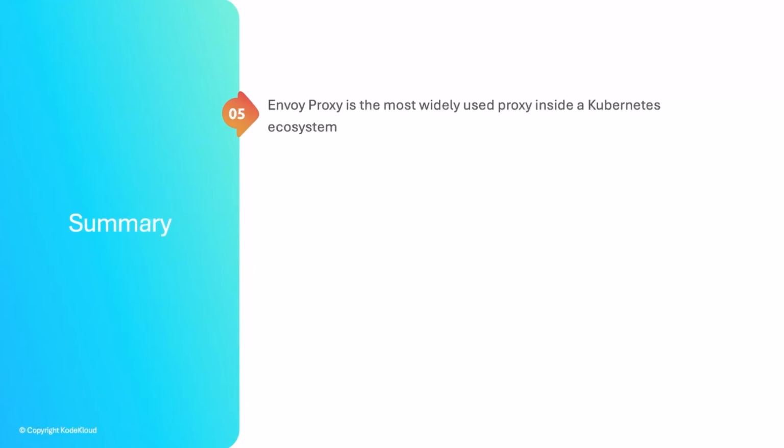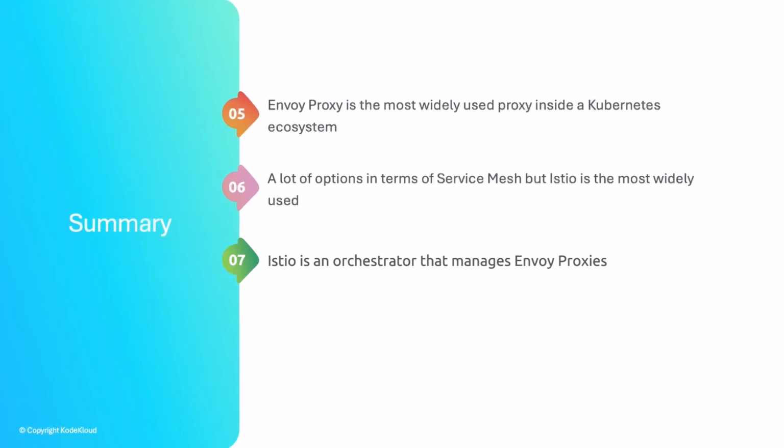Istio uses Envoy proxy as the middleman, along with HashiCorp's Consul. Kuma uses it as well. It's definitely the most widely used proxy in the Kubernetes ecosystem today. There are many options in terms of a service mesh, but Istio definitely is the most popular, like I said, and the most widely used today. Remember this last part if you ever confuse what Istio is.